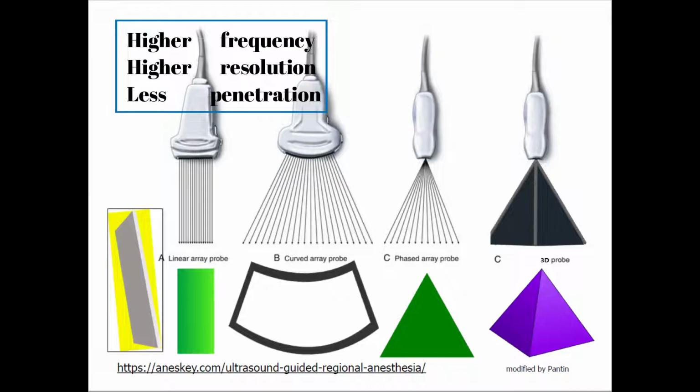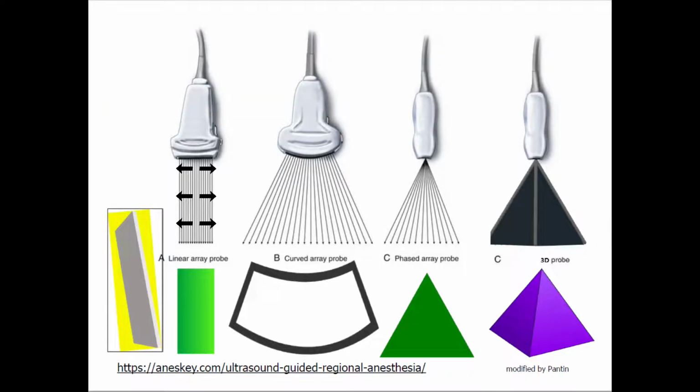So higher frequency in the linears, lesser penetration, higher quality of the image. The width of the ultrasound plane is usually a millimeter or two, so it's important to pay attention to that, as we can only see what intersects the ultrasound plane, and nothing that is on the left or the right of the ultrasound plane will be seen. So the width of the ultrasound plane is very important.